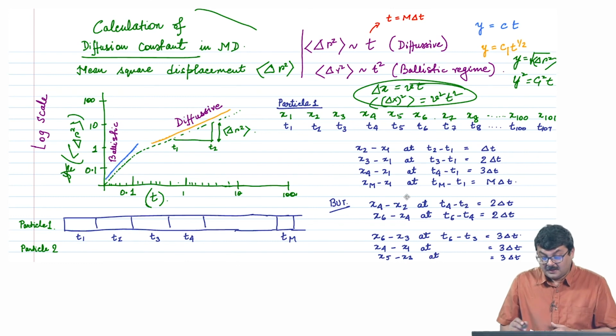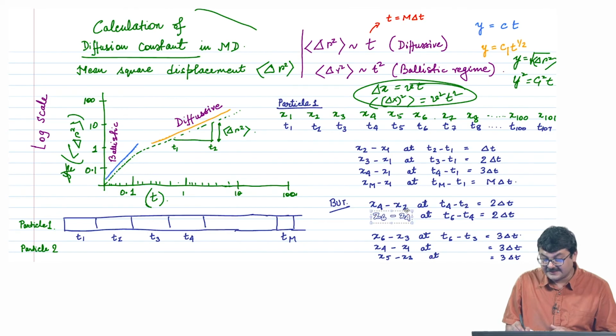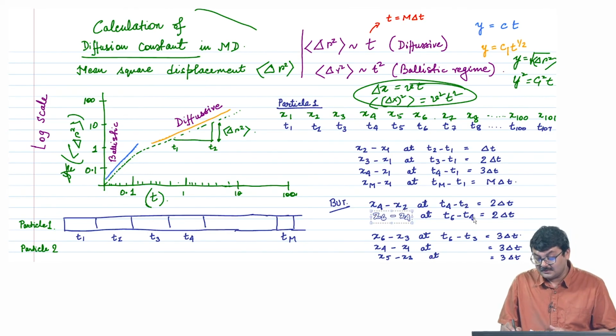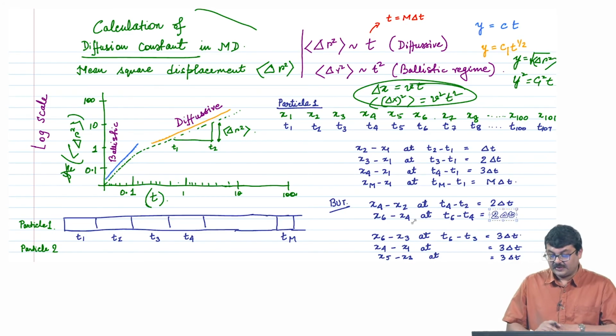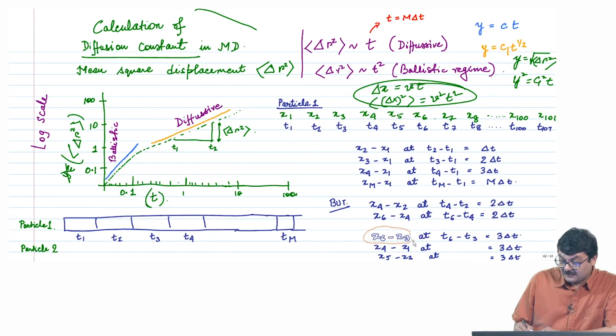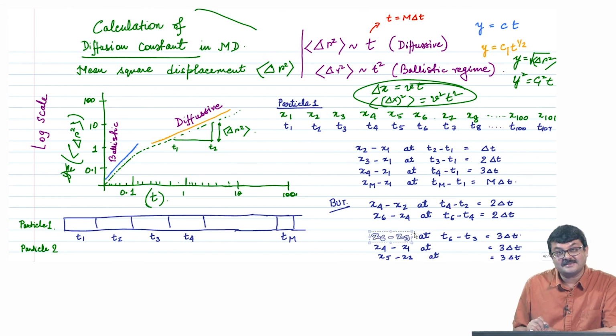So, you also get a net displacement if you calculate x 4 minus x 2. If you calculate, say, x 6 minus x 4, that is the time difference of t 6 minus t 4, you again get a displacement for the same particle at time 2 delta t, and you can average over those. Similarly, for time elapsed equal to 3 delta t, you can calculate x 6 minus x 3.